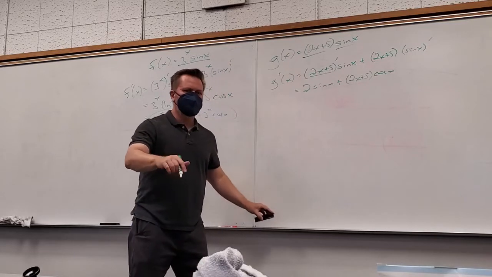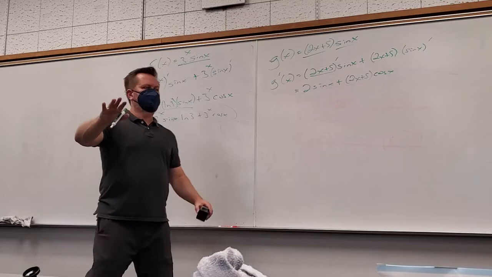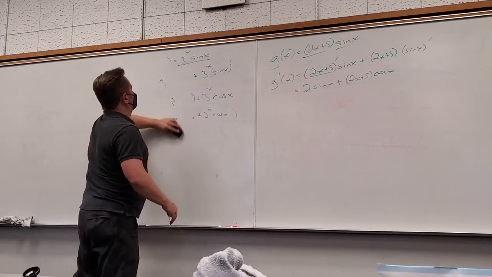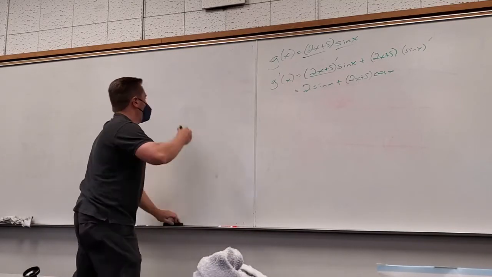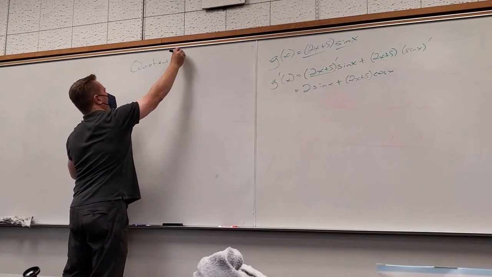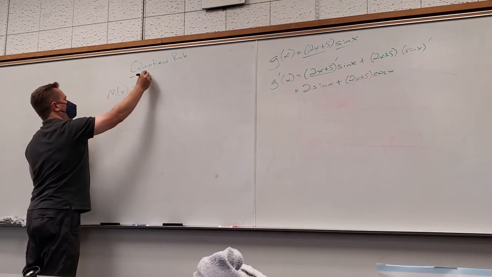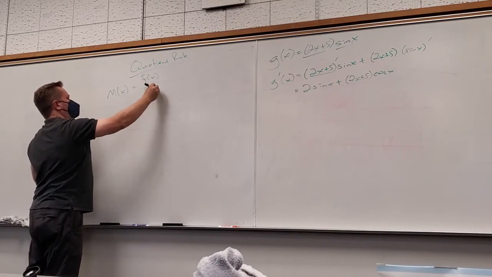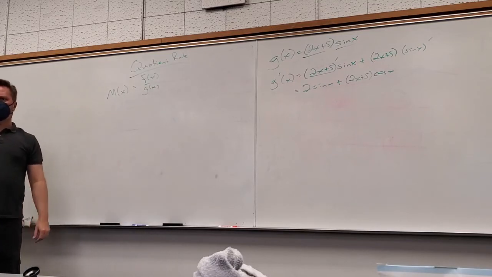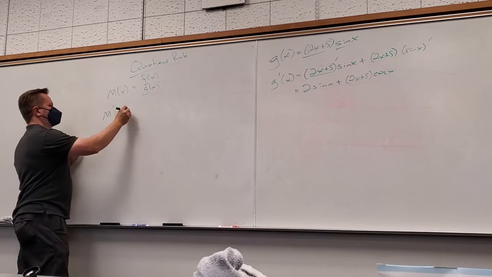So let's do quotient rule. So how am I going to do this? Well, I'm going to set up m of x to be f of x over g of x. So you guys hopefully realize this is going to be even worse than the product rule was, right? Let's see if anybody, take a minute, can you try to set up what this looks like?